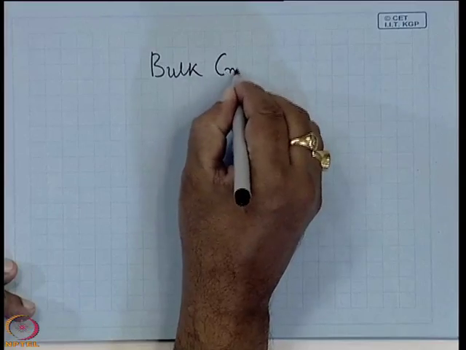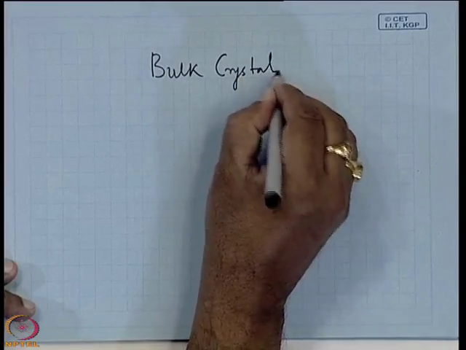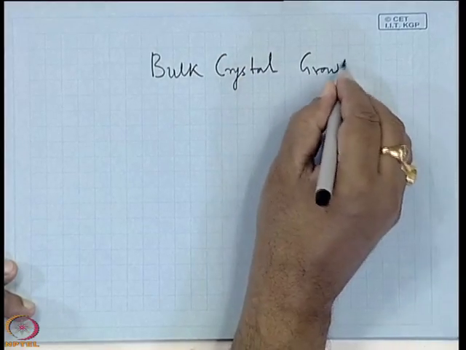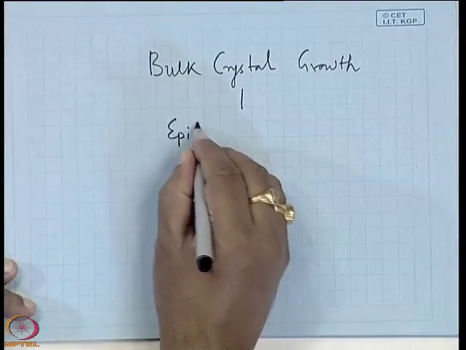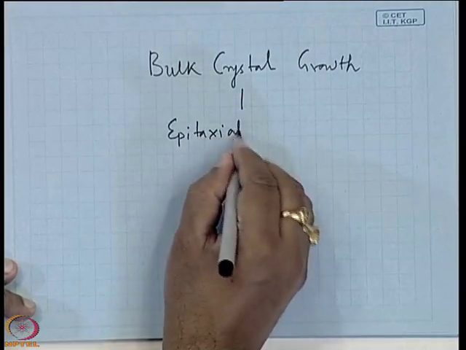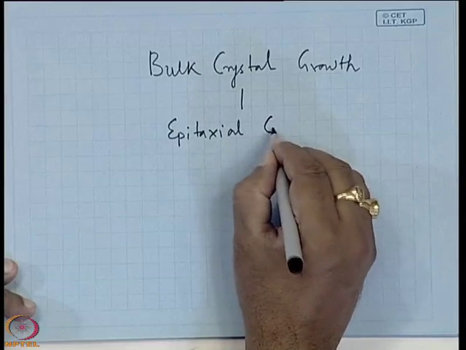From today onwards, we shall start discussing bulk crystal growth, and you know that so far as bulk crystal growth is concerned, there is another type of crystal growth which is known as epitaxial crystal growth. Bulk crystal growth, another is the epitaxial crystal growth. There are two types of crystal growth that we shall discuss in this class.